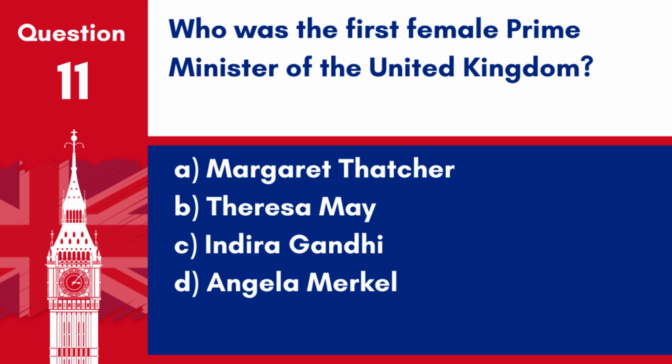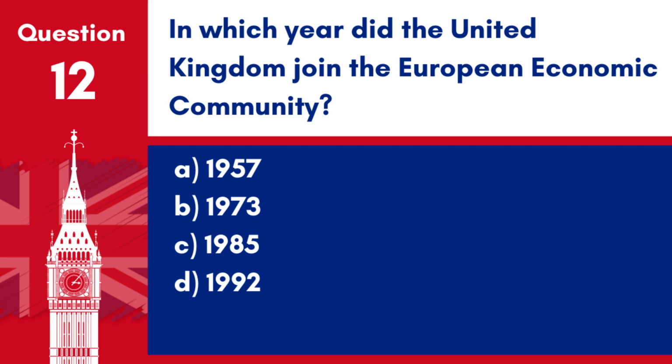Question 11. Who was the first female Prime Minister of the United Kingdom? A. Margaret Thatcher. B. Theresa May. C. Indira Gandhi. D. Angela Merkel. Answer: A. Margaret Thatcher. Margaret Thatcher was the first female Prime Minister of the United Kingdom, serving from 1979 to 1990.